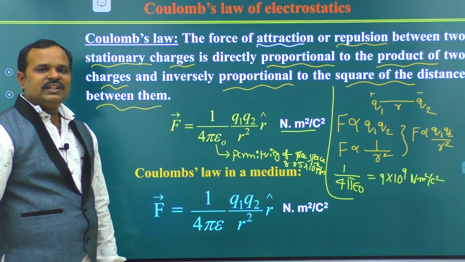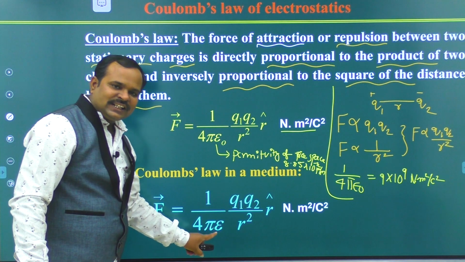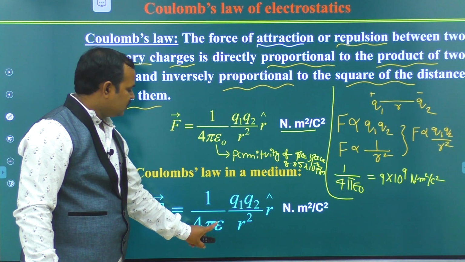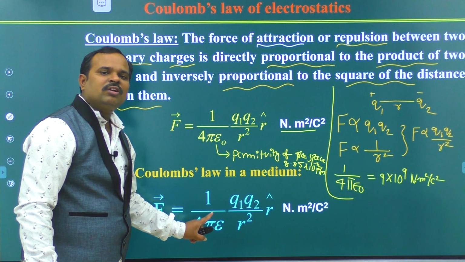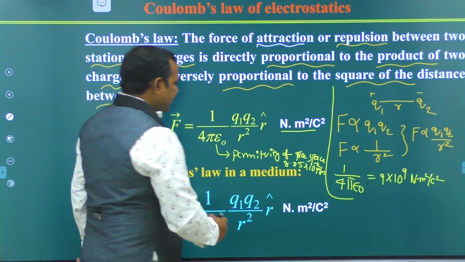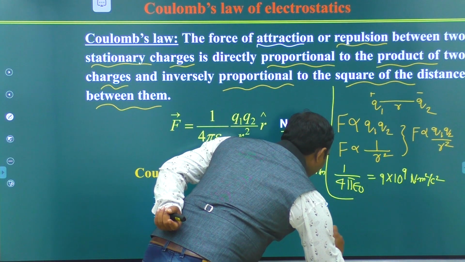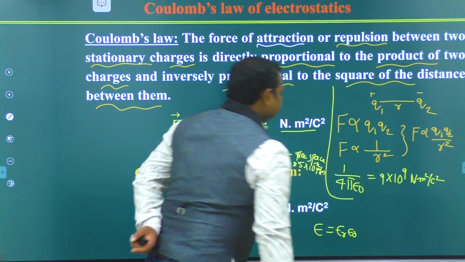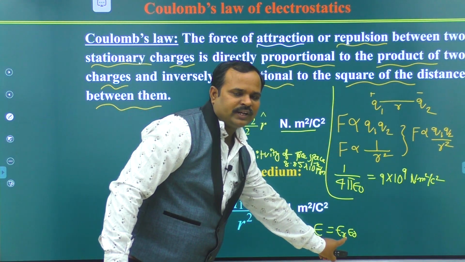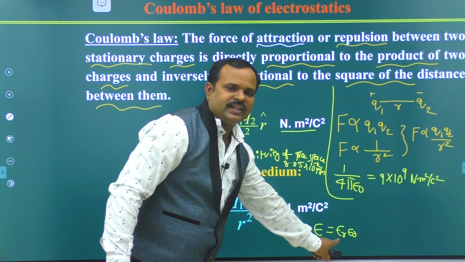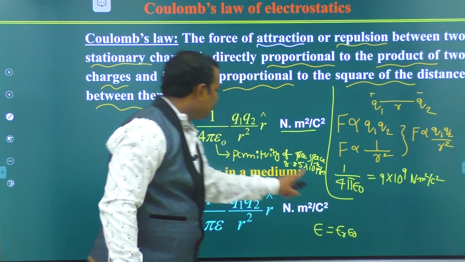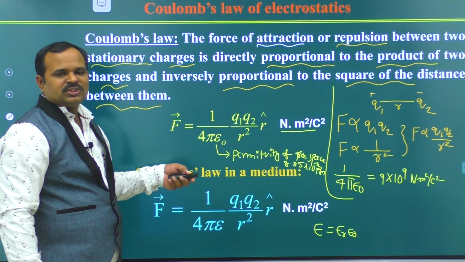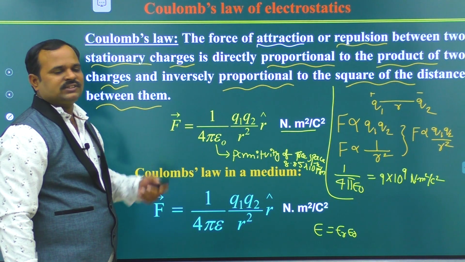Here epsilon is the permittivity of the medium, or the dielectric constant of the medium. We can write epsilon is equal to epsilon r into epsilon naught. Epsilon r is the relative permittivity of the medium, and epsilon naught is the permittivity of free space. So this is about Coulomb's law in electrostatics.